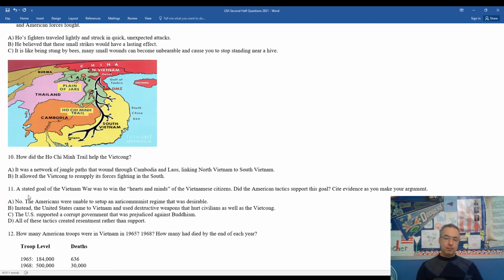The American support for a corrupt government that was prejudiced against Buddhism was also something that was sticking in the minds of many of the Vietnamese. All of these tactics created more resentment than actual support.